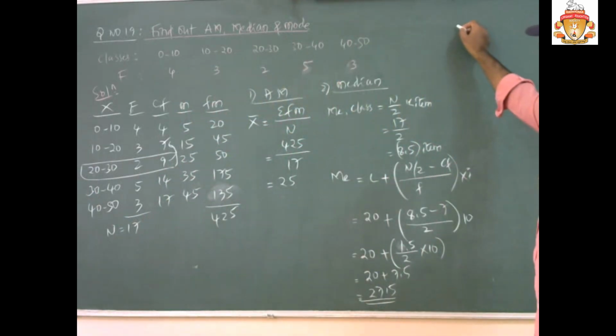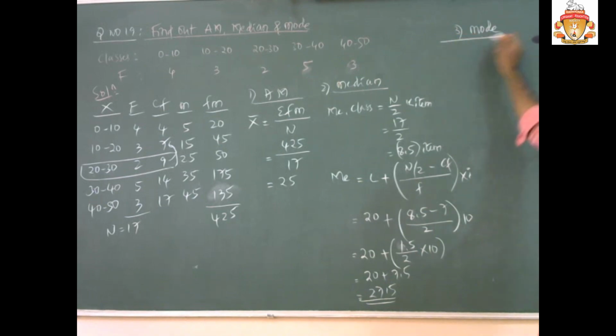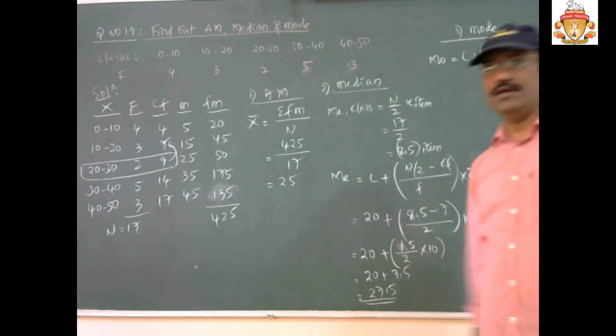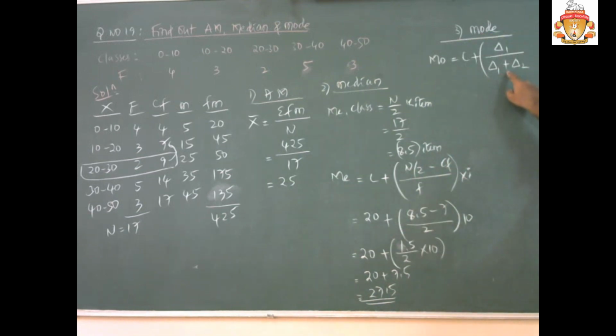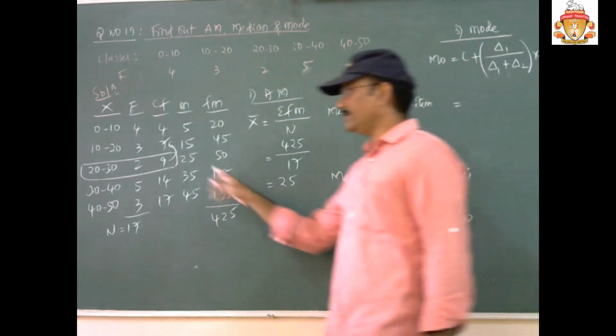Then move to the third one now. Which one? Mode now. What is mode? Mode equals L plus delta 1 divided by delta 1 plus delta 2, into I. It is not minus actually. Yesterday when I was explaining the theory, I think I did not say plus, maybe minus, but it was a plus. What is L? L is the lower limit of the mode class. How to identify the mode class?